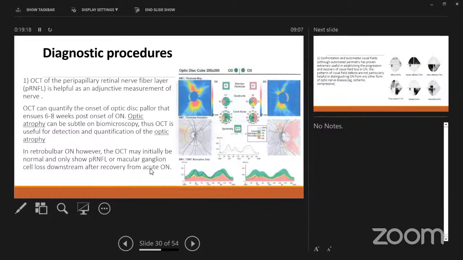In diagnostic procedures, mostly we have to rule out any retinal nerve fiber layer thinning. So we perform OCT, like OCT for glaucoma, for retinal nerve fiber layer thickness. It can quantify the onset of optic disc pallor, which ensues 6 to 8 weeks after the onset of optic neuritis, so it is an early marker. Optic atrophy, which is generally subtle on biomicroscopy, can be easily picked up using OCT. Also in retrobulbar optic neuritis, OCT may initially be normal, and later as macular ganglion cell loss occurs, downstream there can be a decrease in the retinal nerve fiber layer.